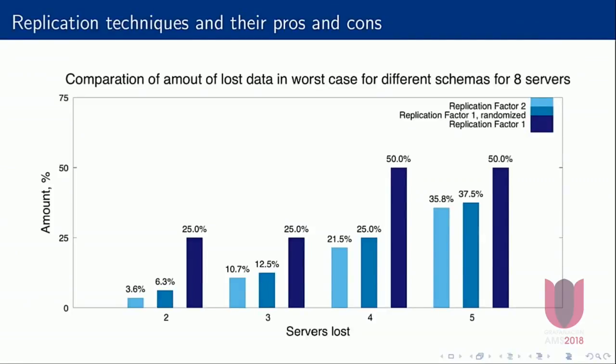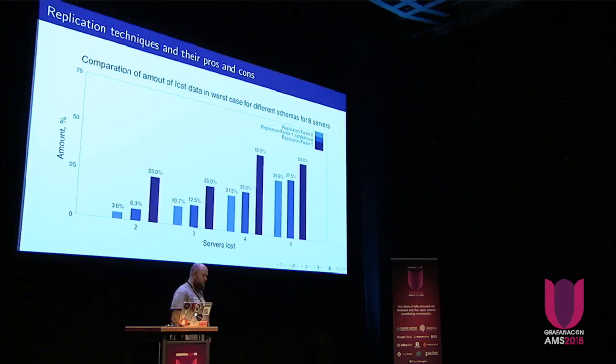We ran some experiments and decided to compare them. First of all, we counted how much data we would lose in the worst case of a failure. For example, in the first part one server fails, and in the second part the same server fails, and it contains the same metrics. Quite obviously, for replication factor 1, you'll lose a quarter of the data with 8 servers. For replication factor 2, you will lose something like 3.5% of the data.